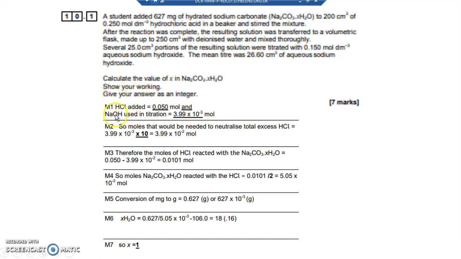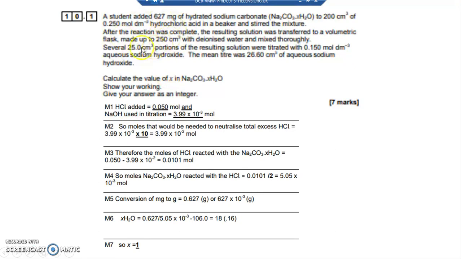Now, sodium hydroxide and hydrochloric acid react in the ratio 1 to 1. HCl plus NaOH will make water, H2O and NaCl, 1 to 1. So the NaOH used in the titration is 3.9 times 10 to the minus 3. So the number of moles of acid needed is 3.9 times 10 to the minus 3.